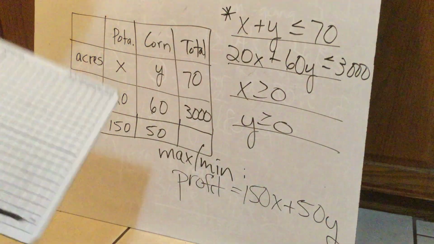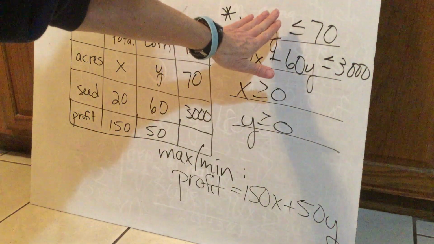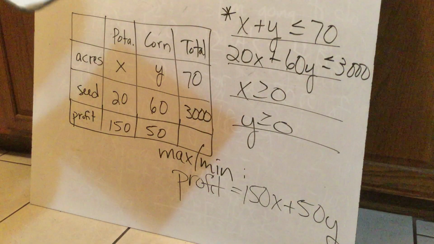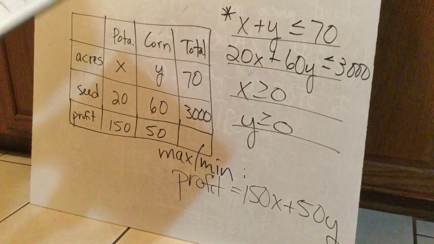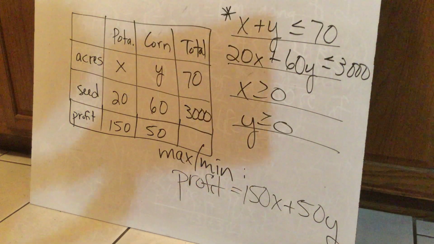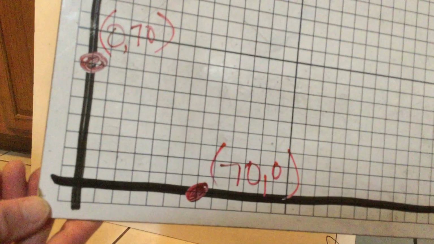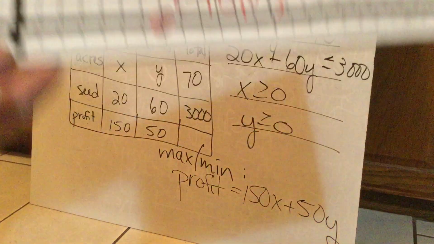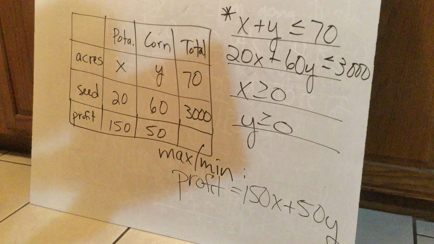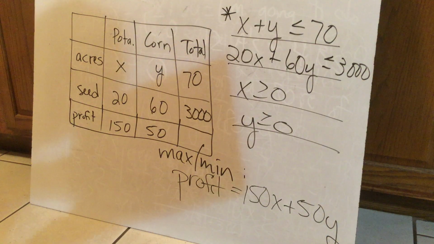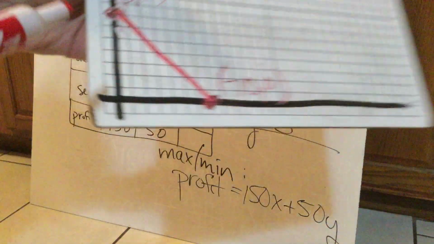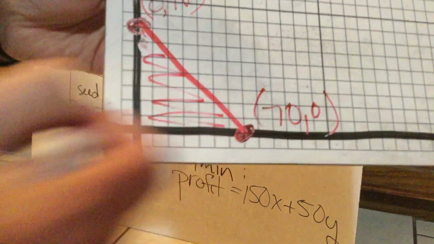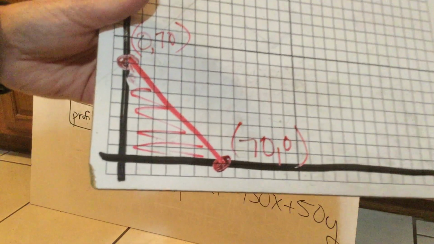Now, what about letting y be 0? Well, then x is 70. I'll do the same thing. 1, 2, 3, 4, 5, 6, 7. And I'll plot the point 70, 0. Now you know what to do. You're going to connect them. Oh, shoot. Try to do it with a straight line as possible. As straight a line as possible. And then it's a less than. So we'll shade underneath it. So we got this little triangle going.